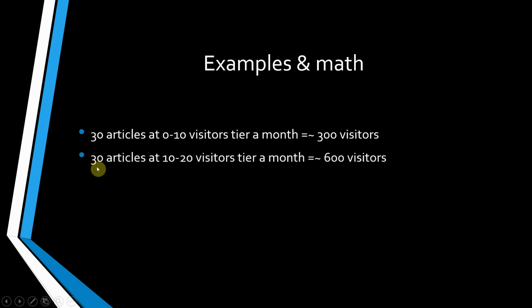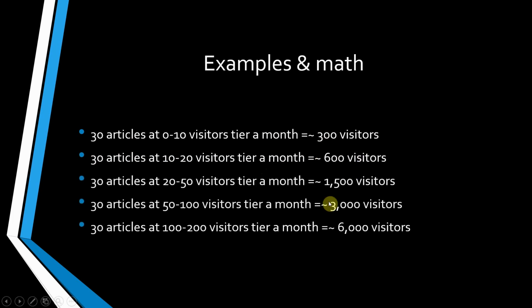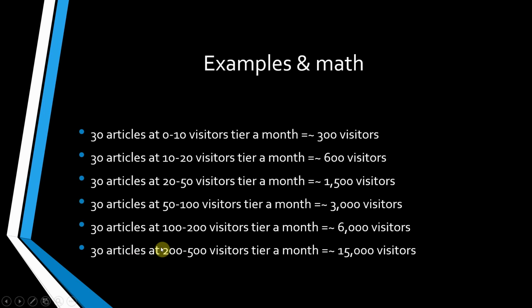The next month again, you have a plan of publishing 30 articles, averaging one article per day. But now the daily visitors have increased, right? So now you're at the 10 to 20 visitor tier a month. Now your total visitors have increased to 600, and then this goes on and on and on, right? Until, let's say, at the end of around 5 or 6 months, you're averaging about 15,000 visitors per month.